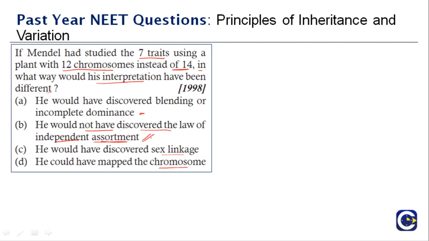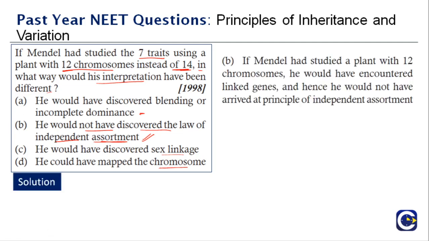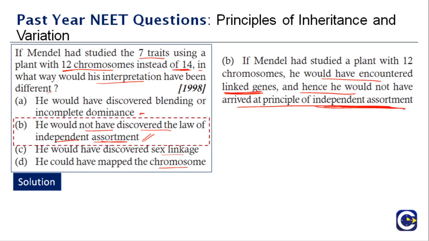This is because if there would be 12 chromosomes instead of 14, linkage would be less or not possible. If Mendel had studied a plant with 12 chromosomes, he would have encountered linked genes, and hence he would not have arrived at the principle of independent assortment. If the genes are linked, the independent assortment doesn't take place, or recombination also doesn't take place. So the right answer is B. He would not have discovered the law of independent assortment.